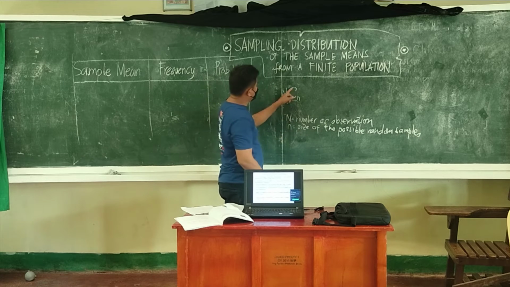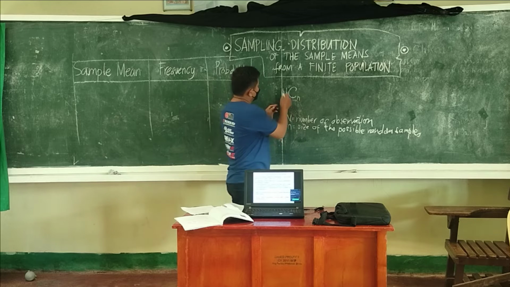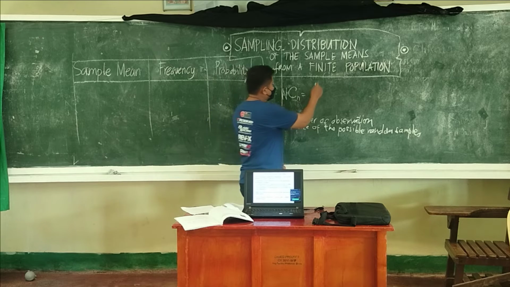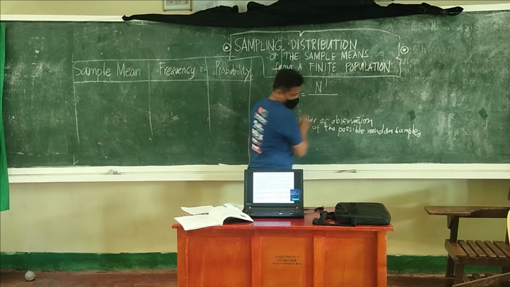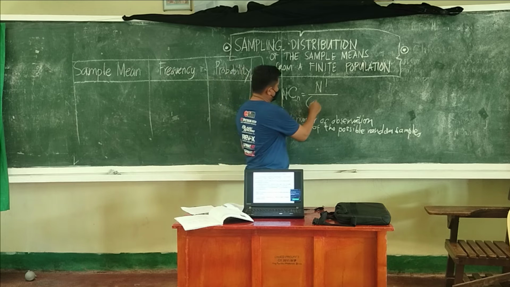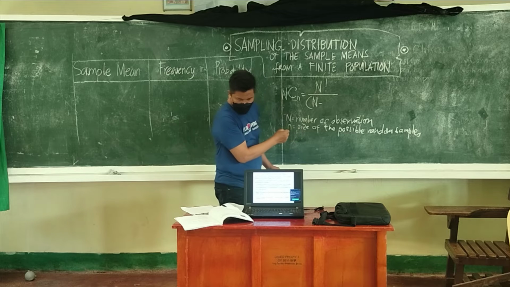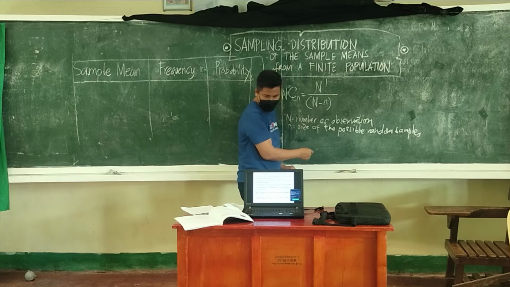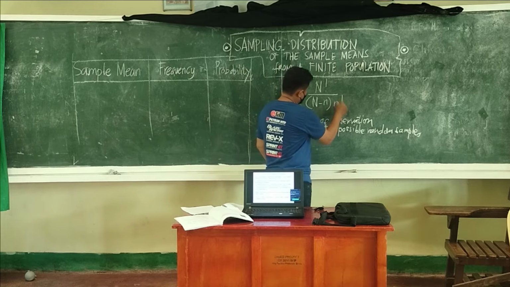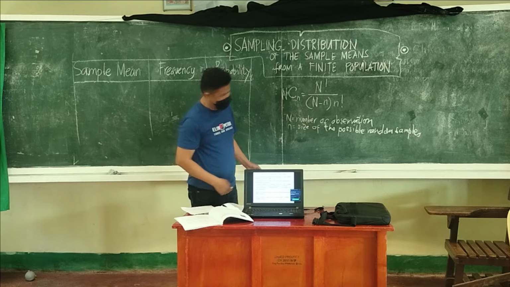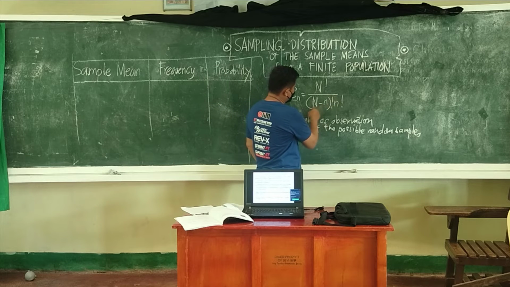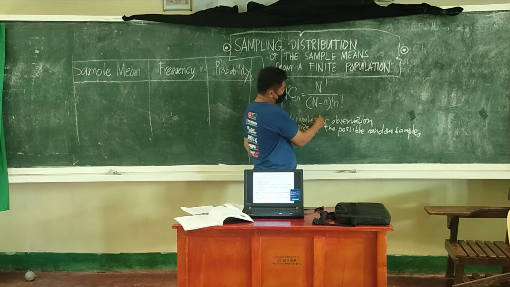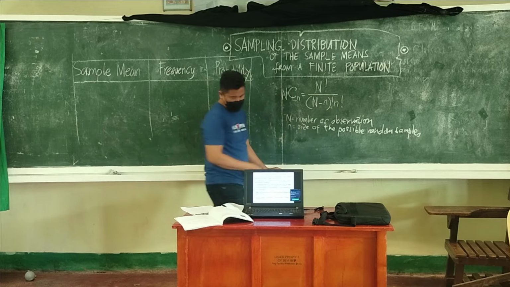So we have C sub n, with capital N for the number of observations, equal to N factorial divided by the quantity N, the number of observations, minus small letter n, the size of the sample, factorial, times n factorial. So that will be our formula: N factorial over the quantity N minus n factorial times n factorial.